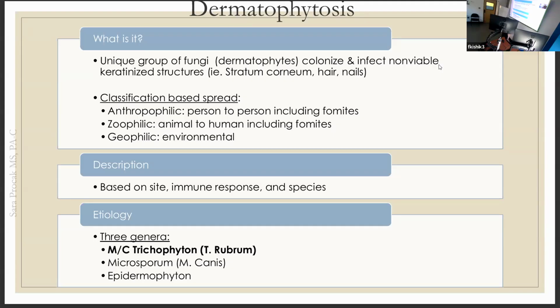There are 3 different genera. There is Trichophyton, with Trichophyton rubrum being the most common species. You're going to see that as a trend throughout this lecture. The etiology is oftentimes going to be Trichophyton rubrum. Then Microsporum, with Microsporum canis being very common. This is usually zoophilic spread. And then there's Epidermophyton.